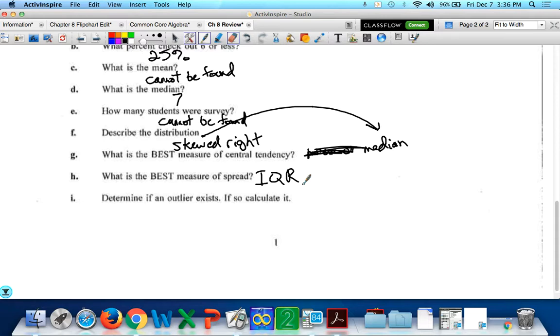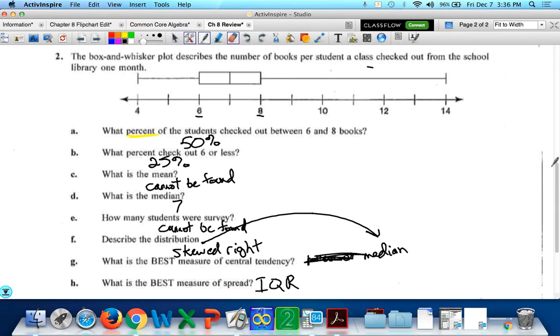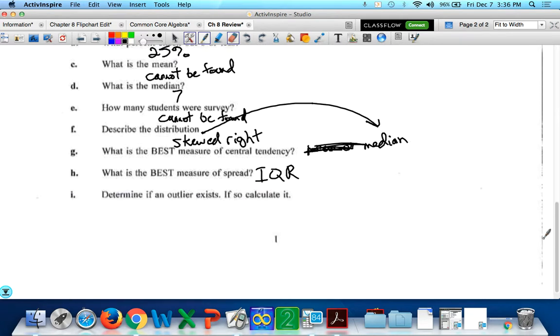Determine if any outliers exist. If so, calculate. For that, we need to get our fences up again. Our lower fence is again Q1 minus 1.5 times IQR. Our upper fence is Q3 plus 1.5 times IQR. These are easy, quick calculations on this one.